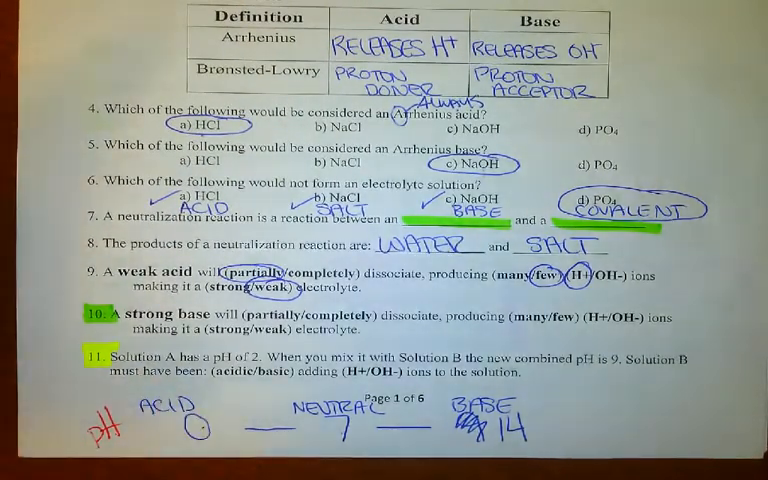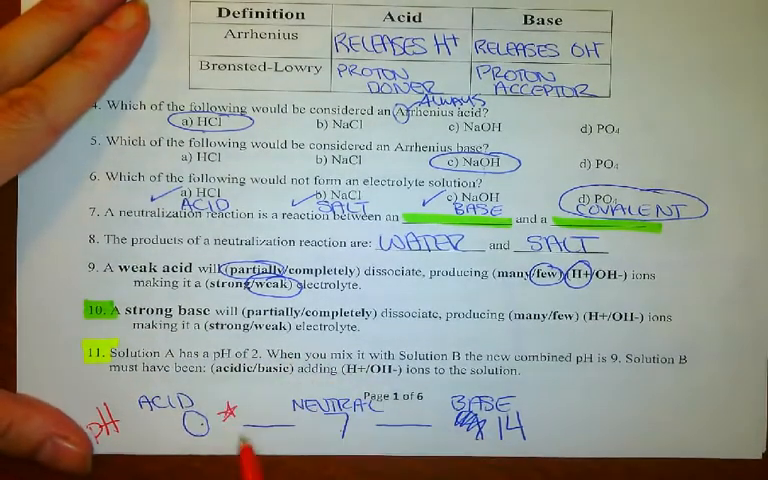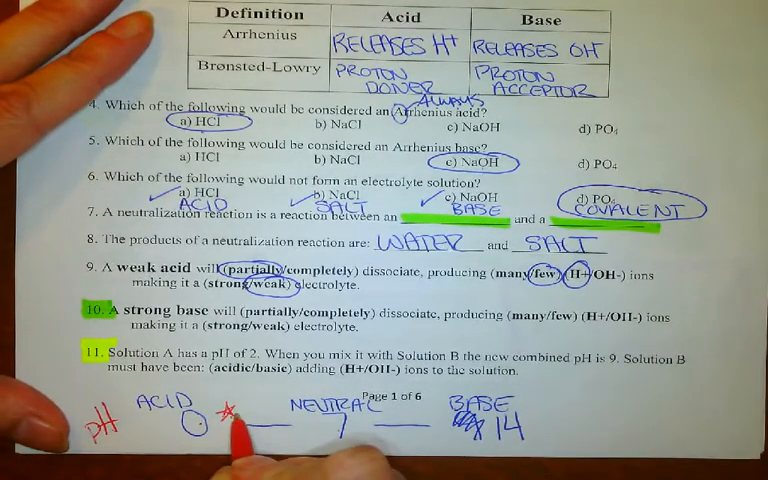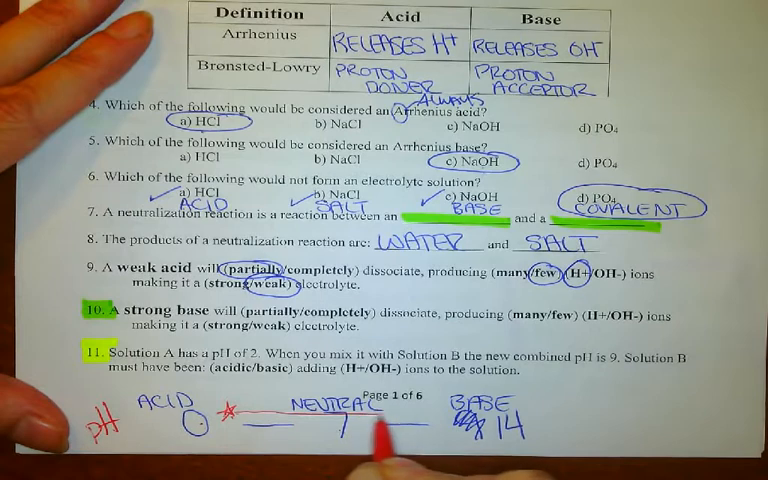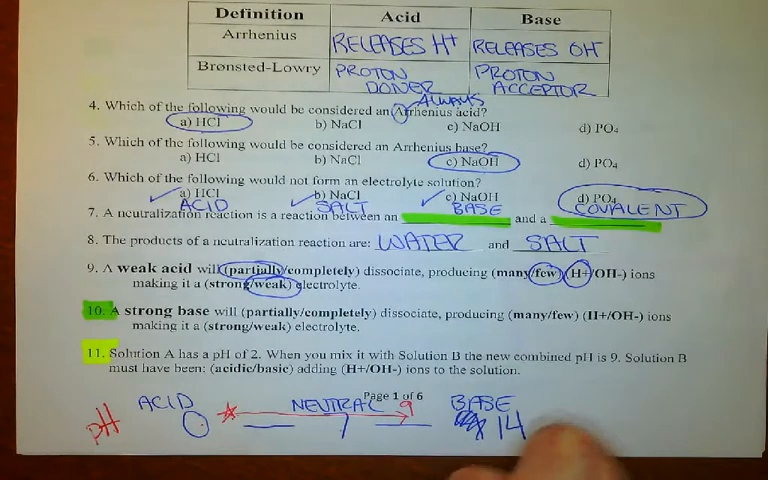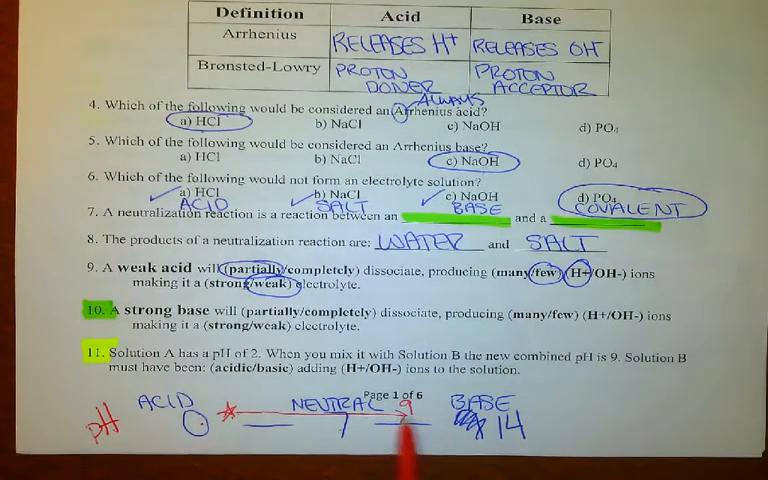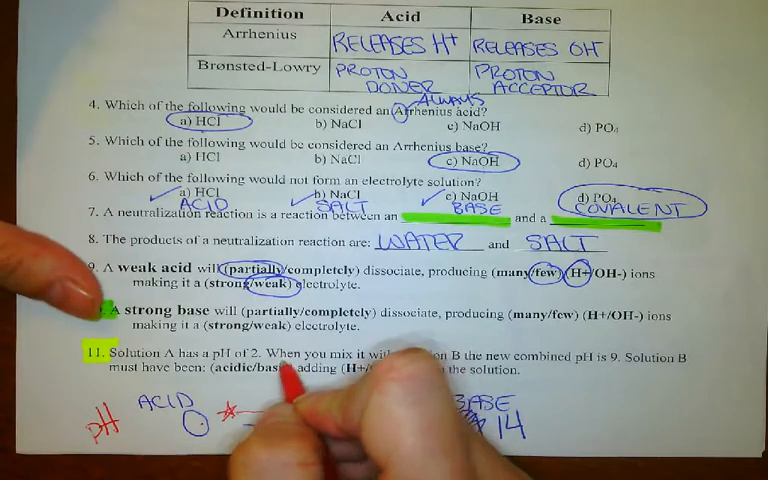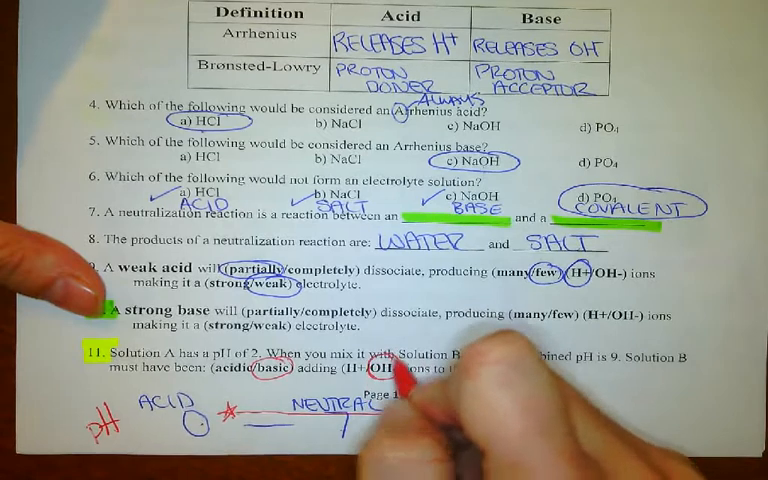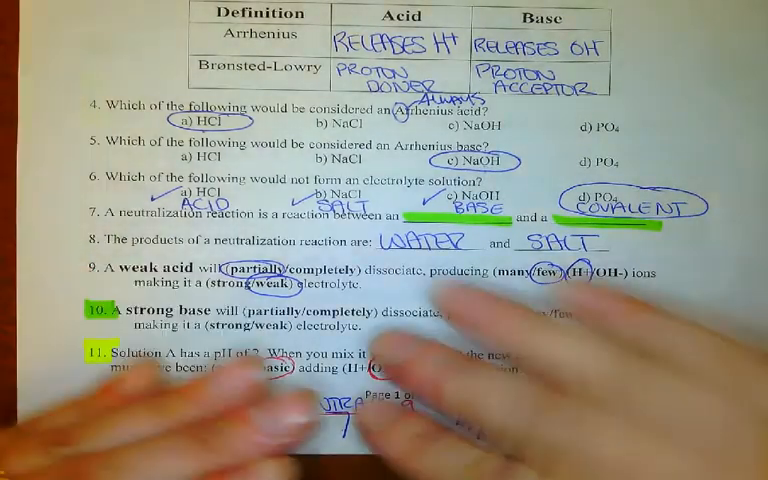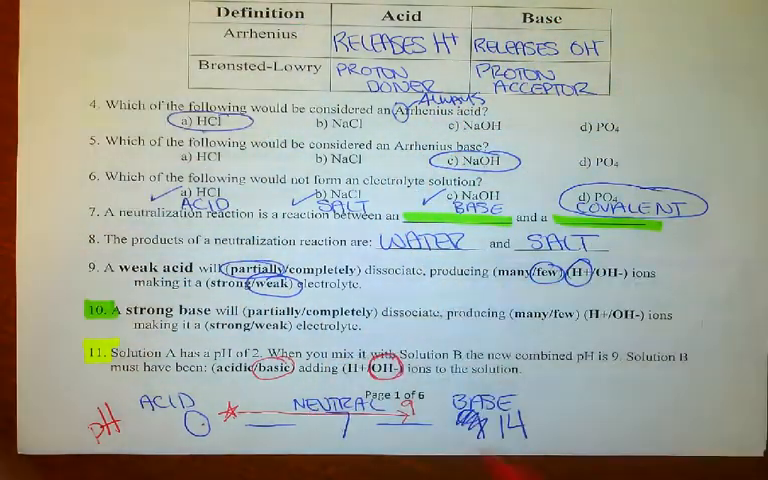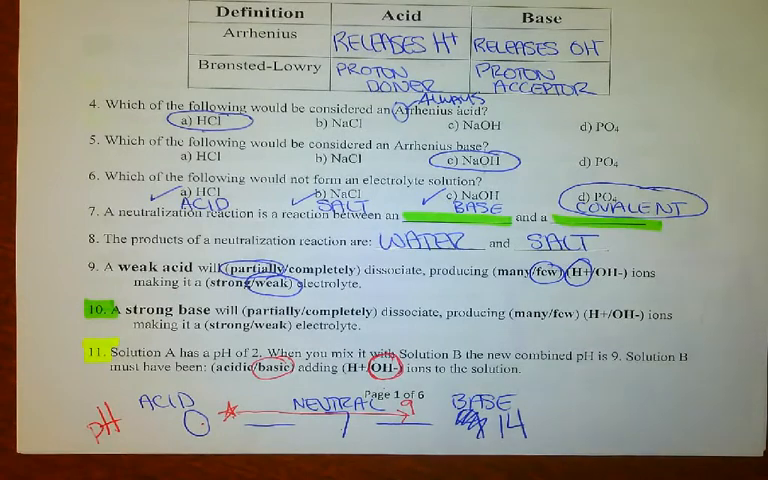14 is a base. Okay, so solution A, we're going to start at a pH of 2. We're going to start right here, and it says we mix it with solution B. The new combined pH is a 9. So whatever solution B was, it pushed us all the way over here to a pH of 9. So it's asking, what did we add to it? Well, if we went this direction, we got more basic, which means I must have added a base to it. And adding a base means I added a lot of hydroxide ions to the solution. Initially we were acidic, so I had more H+, and then we eventually got neutral, and now we have more OH. So it pushed us towards the basic end of the spectrum.